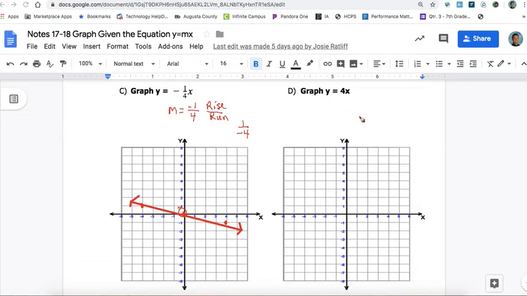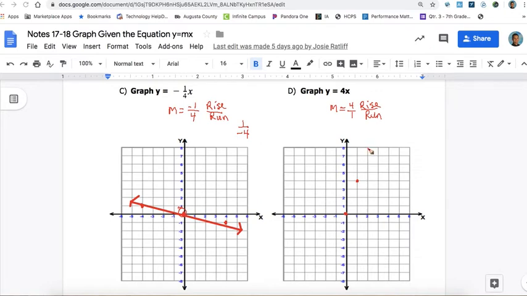Okay, last example. It is in the form y equals mx, so I'm going to start at the origin. And then we notice that my slope is not a fraction. So if it's not a fraction, what number can we put underneath it and it will not change its value? Good. I can put a 1 underneath it. So the slope is 4 over 1. So I can do rise over run. And we're going to go up 4 over 1.